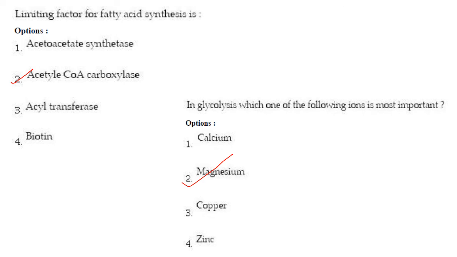Next one, limiting factor for fatty acid synthesis is option 1 acetoacetate synthetase, option 2 acetyl-CoA carboxylase, option 3 acyl transferase and 4 biotin. Answer is option 2 acetyl-CoA carboxylase. Next one, in glycolysis, which one of the following ion is most important? Option 1 calcium, 2 magnesium, 3 copper, 4 zinc. Answer is option 2 magnesium.